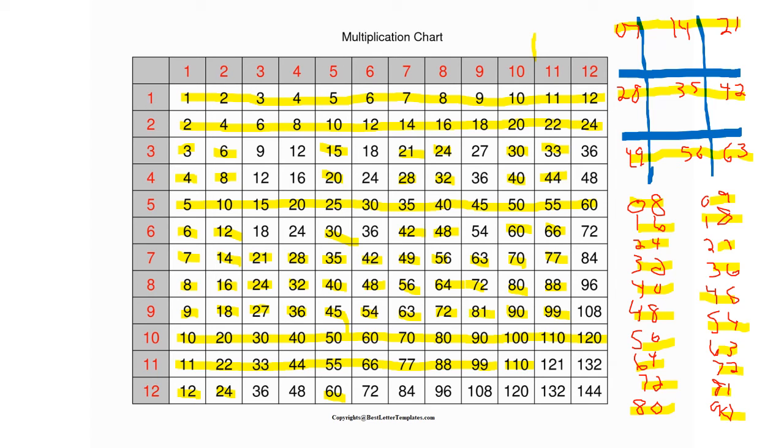I can also knock out the column of those: 9, 18, 27, 36, 45, 54, 63, 72, 81, 90. What we have left is a smaller area. All we really have to focus on now is 3 times 3 is 9, 3 times 4 is 12, 3 times 6 is 18. Notice this is a repeat: 4 times 3 is 12, so that we've already got. 4 times 4 is a new one. 4 times 6 is 24.